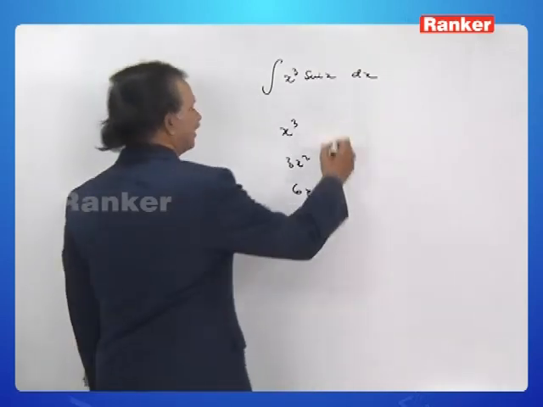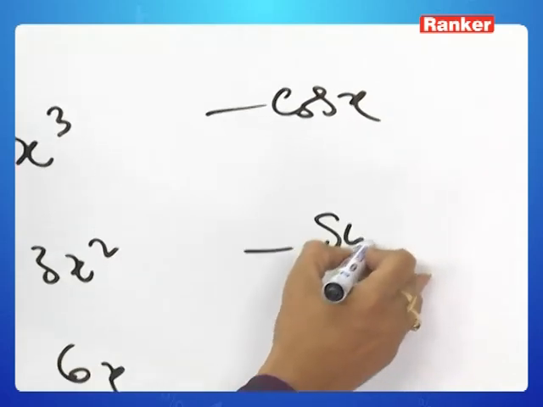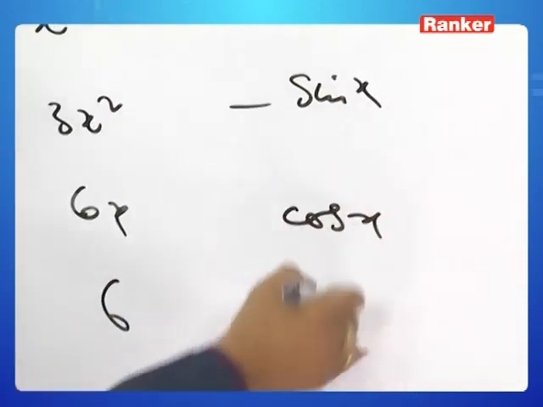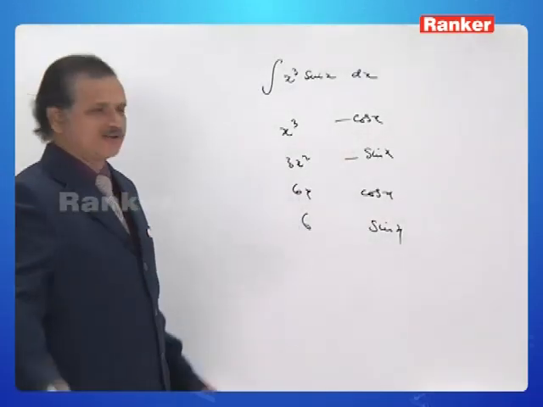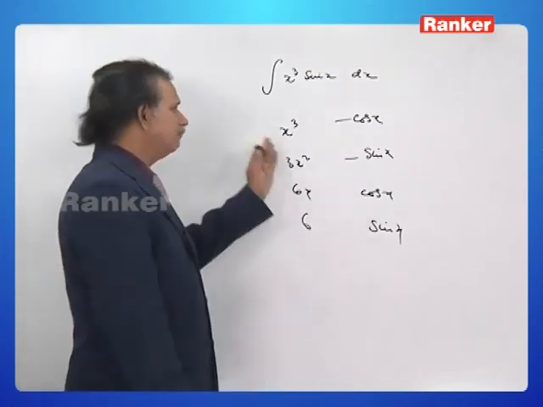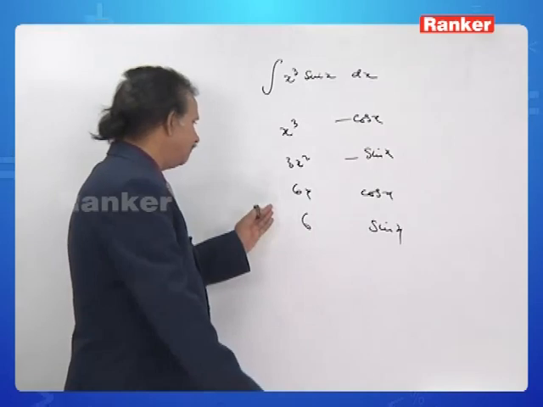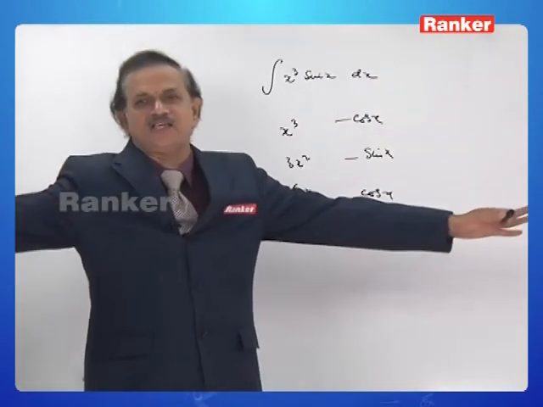Sin x, integral of sin x is minus cos x, integral of minus cos x is minus sin x, integral of minus sin x is cos x, integral of cos x is sin x. Come on friend, you can read the answer. What is the answer? Minus x cube cos x plus 3x square sin x minus 6x cos x plus 6 sin x plus c. There ends the matter.